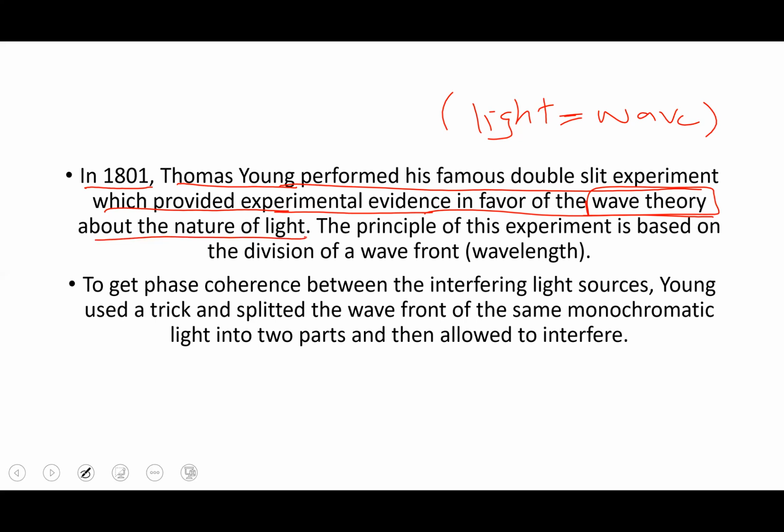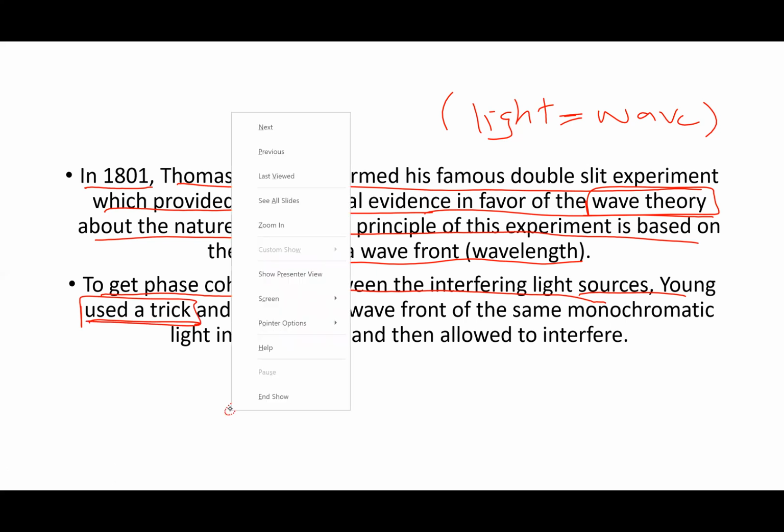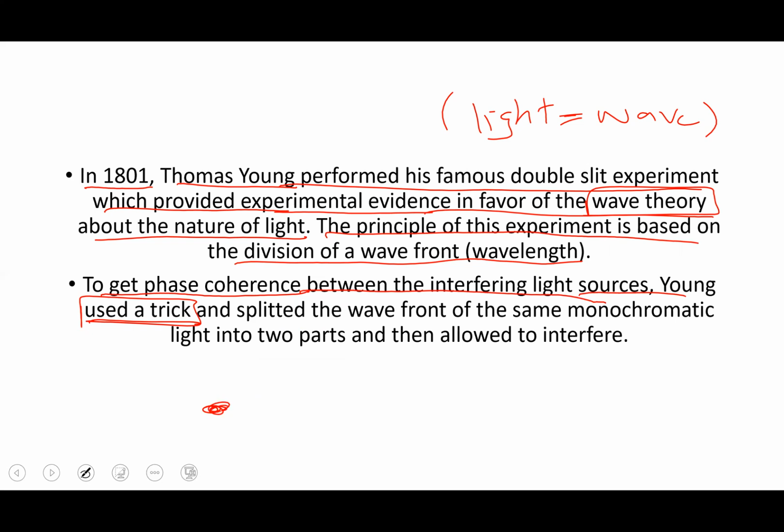About the nature of that light, the principle of this experiment is based on the division of the wavefront. That means the wave was divided into two parts. To get phase coherence, that means the same wavelength between the two interfering sources, Young used a trick. What trick was that? He used the same source. He thought that if the source is the same, the light coming out of it will also have the same wavelength.